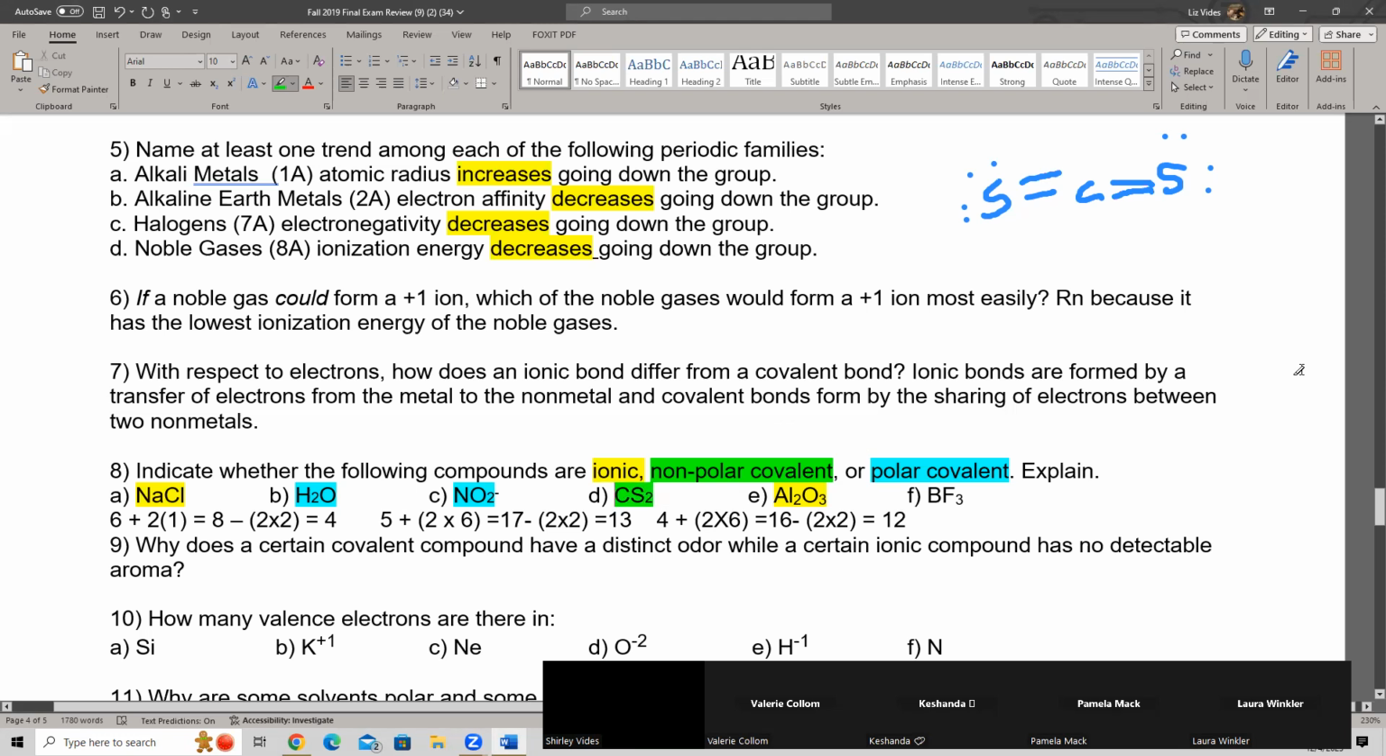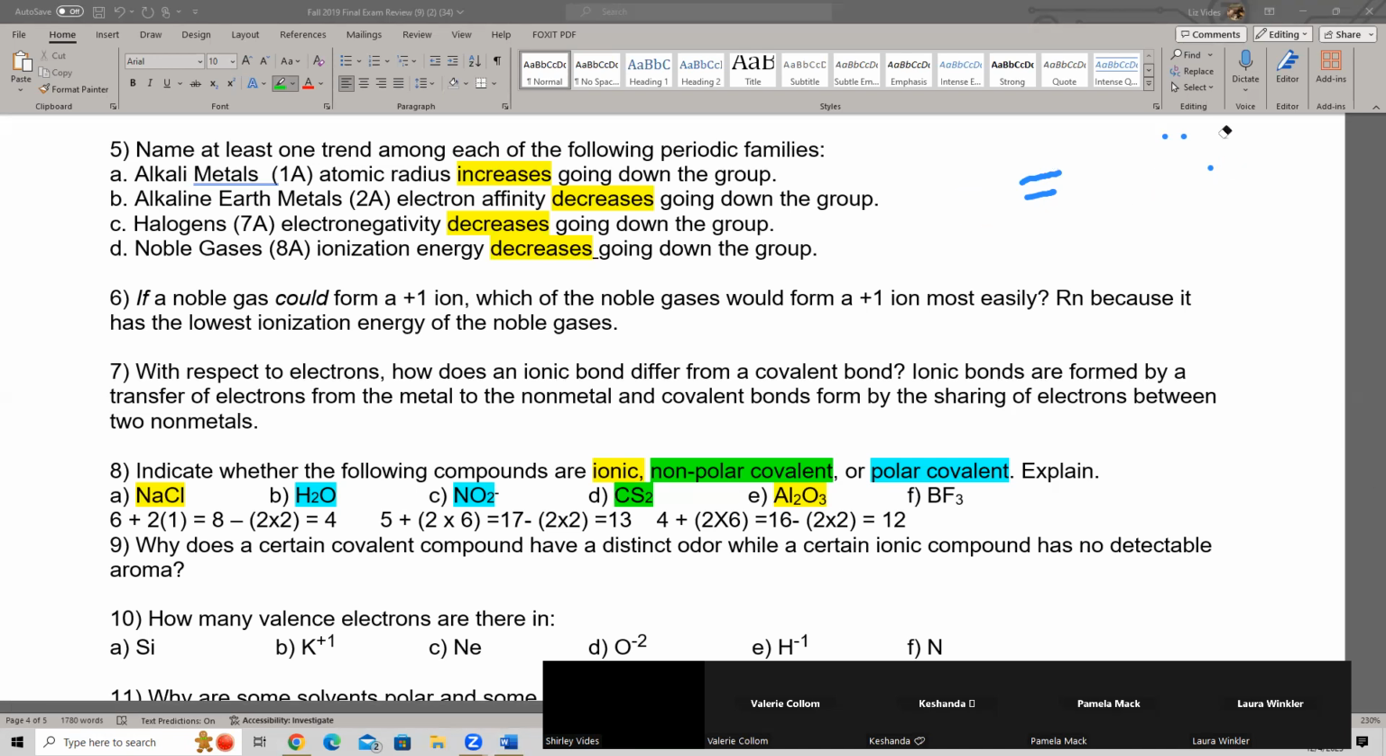And remember, boron is an exception to that rule of the numbers that we need. Boron is in group 3, so it really only needs 6. So let's do the math for boron. Boron is 3, right? It brings in 3, plus we have 3 fluorines times 7 each, right? So that's 21 plus 3 equals 24.